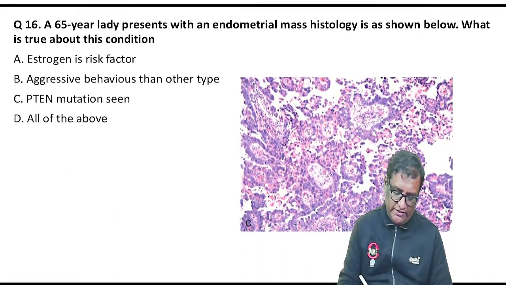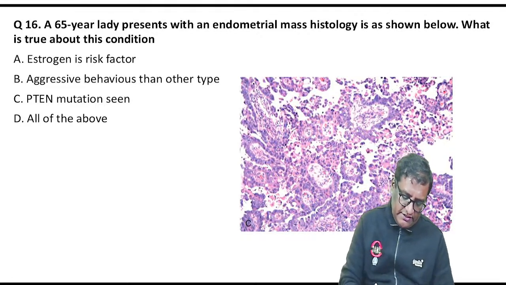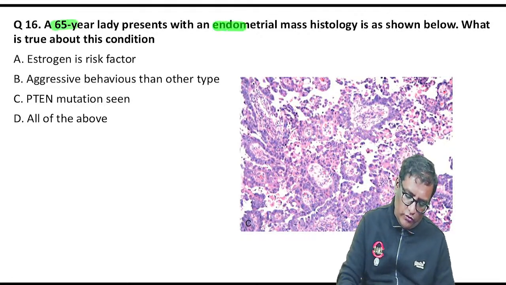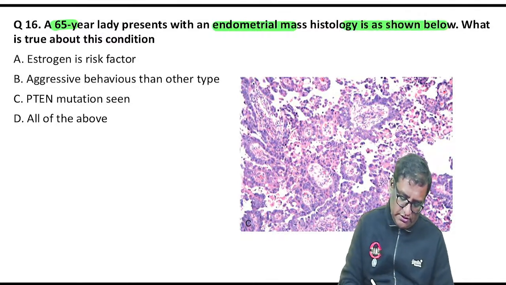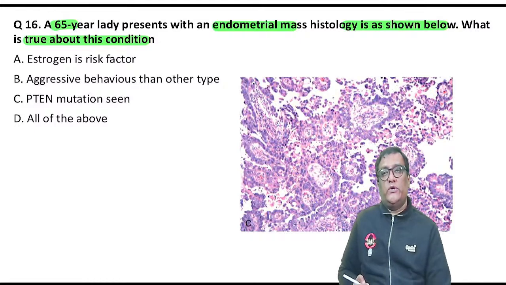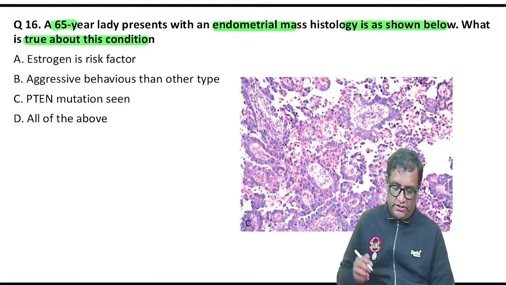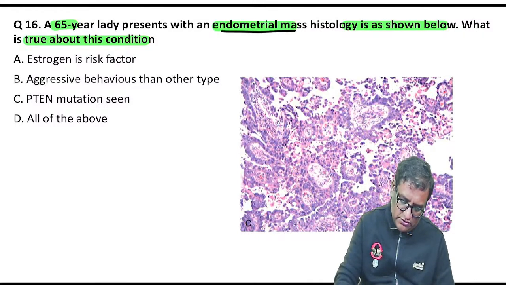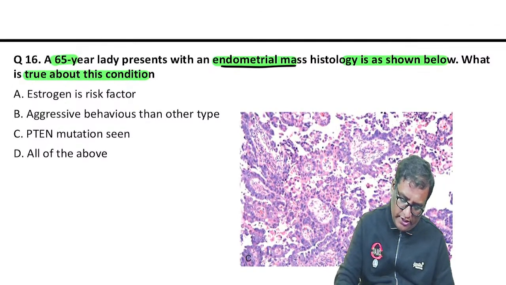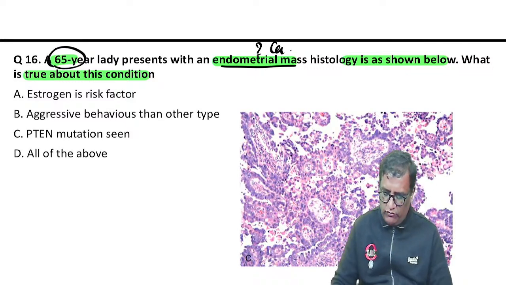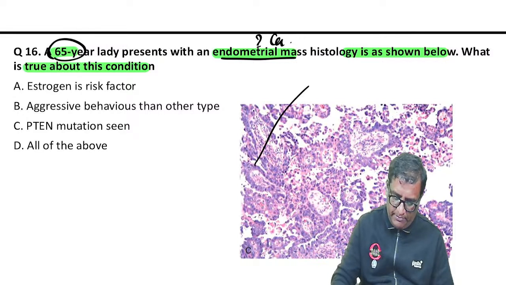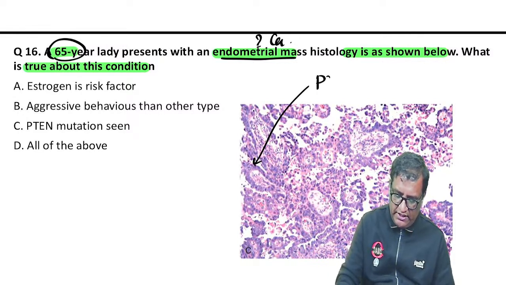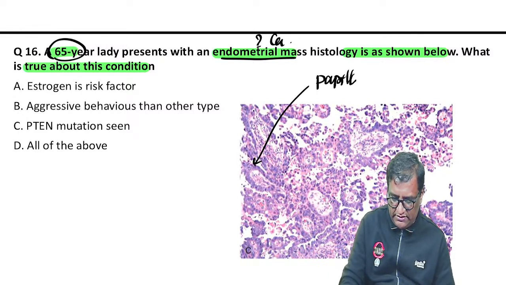Next, question number 16. Slightly tougher question. A 65-year lady presents with endometrial mass. Histology is as shown below. What is true about this condition? So the examiner is not asking you diagnosis. What is true about this? This is a histology. Anybody made a diagnosis? Endometrial mass could be endometrial carcinoma. Now I am suspecting carcinoma in a 65-year-old. And what am I seeing? All these are papillae, so I am seeing papillary structures, isn't it?